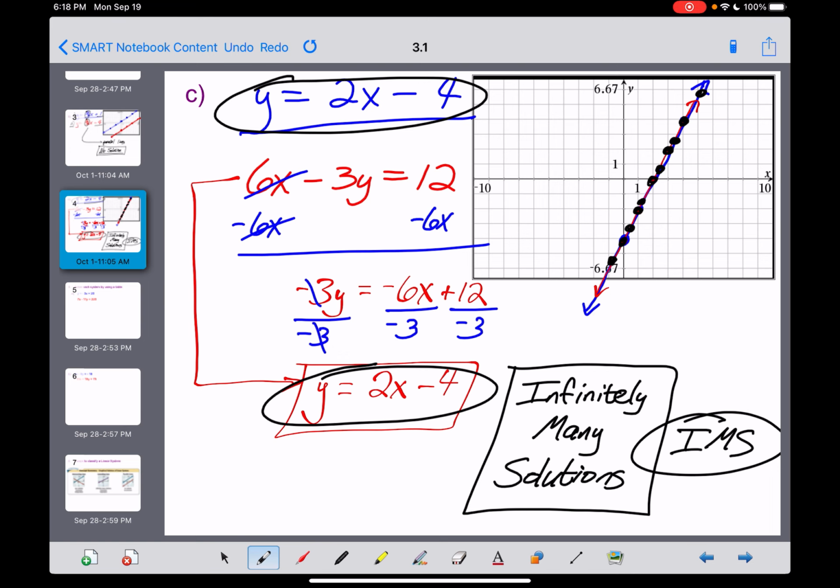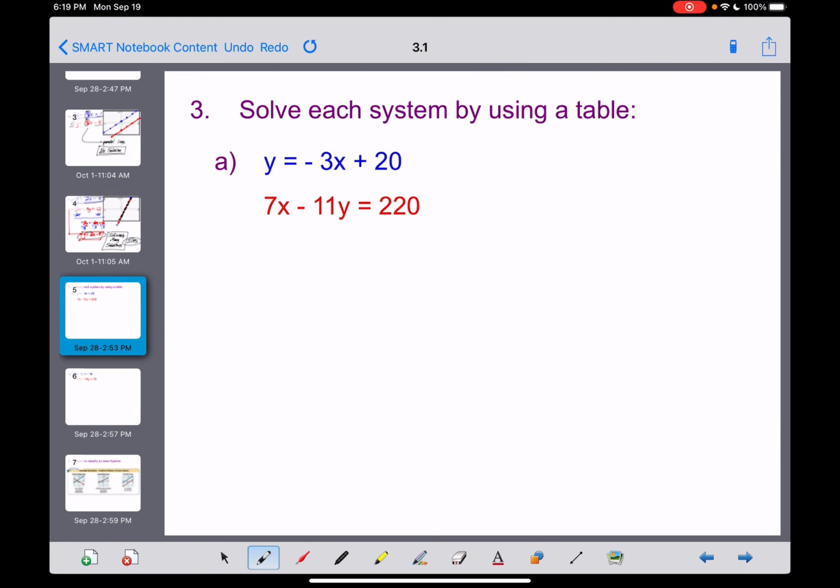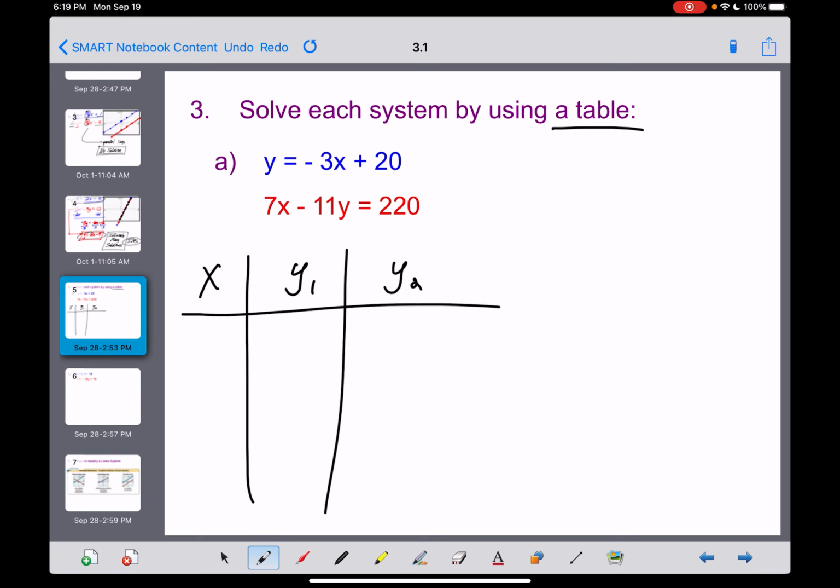Okay? All right. The next two things we're actually going to skip. Solving a system using a table is a really bad idea. You end up going an X and then a Y1 and then a Y2, and you're making tables here, and this is just hunting in the dark. You're randomly picking an X value here, like 0, then you're putting it into the first equation. Let's see what happens. -3 times 0 is 0, plus 20 is 20.